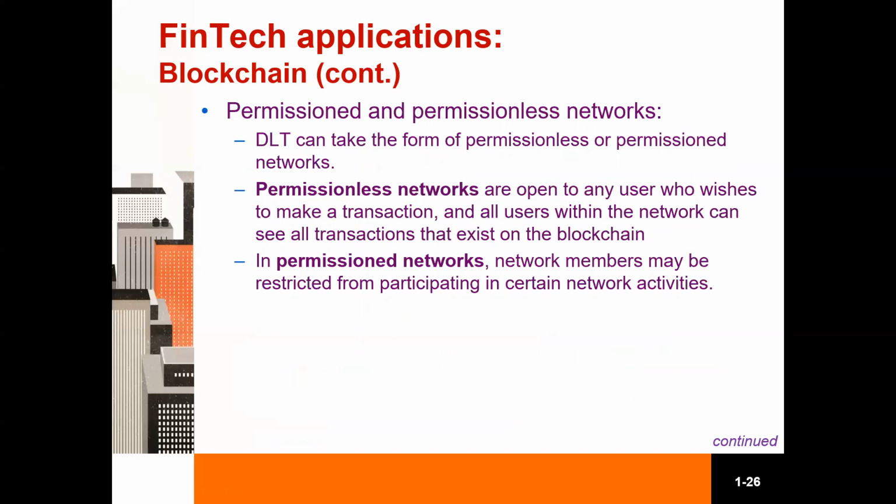The distributed ledger technology, or DLT, networks can be permissioned or permissionless networks. Permissionless networks are open to any users who wish to make a transaction, and all users within the network can see all transactions that exist on the blockchain. In a permissionless or open DLT system, network participants can perform all network functions.